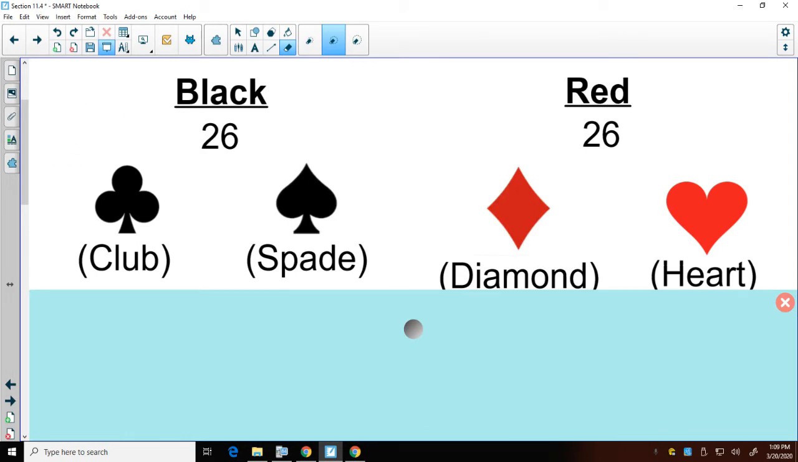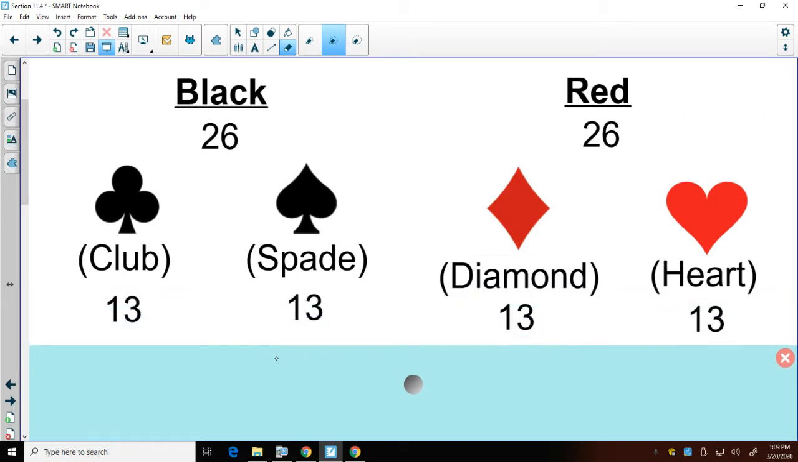Since the black cards are being broken down into 2 suits, the clubs and the spades, there are 13 cards for each, and the same thing for the red. Since the red cards are being broken down into 2 suits, each one of those suits has 13 cards. So the 52-card deck breaks down into 2 colors, black and red, and those colors break apart into 2 suits: clubs and spades for the black cards, which have 13 cards each, and diamonds and hearts for the red cards, which have 13 cards each.